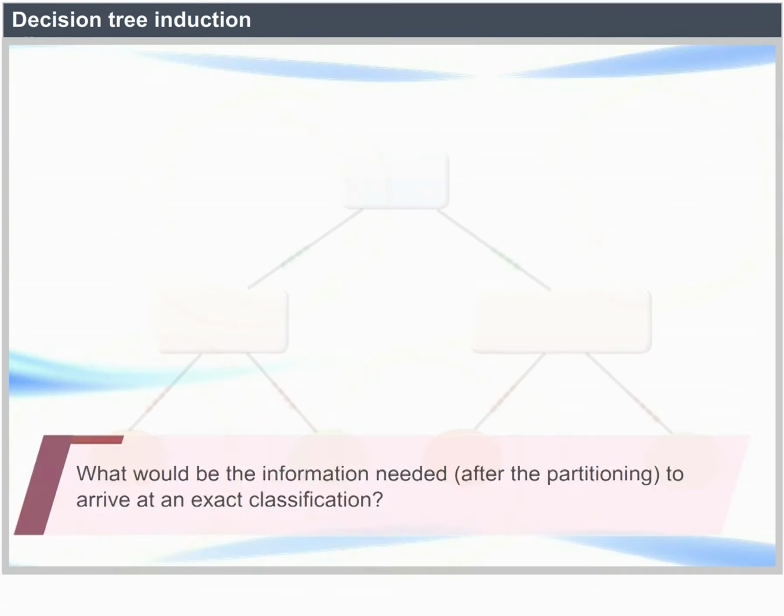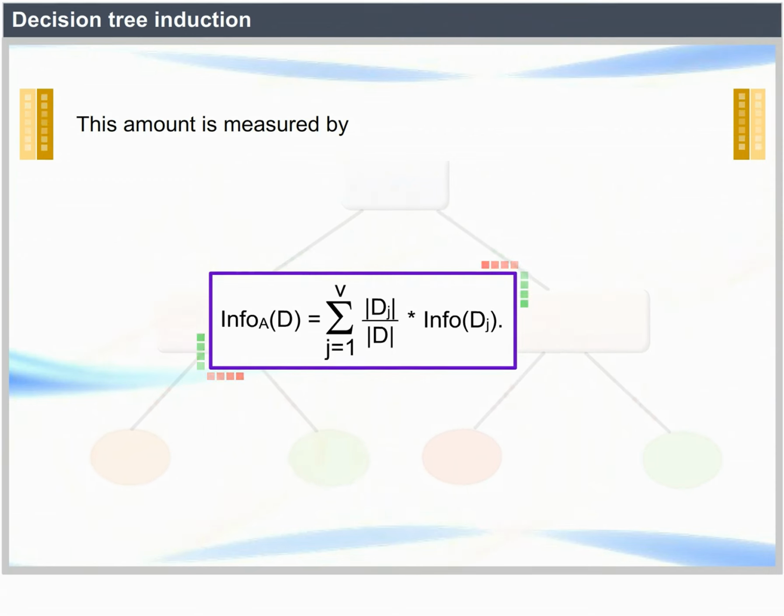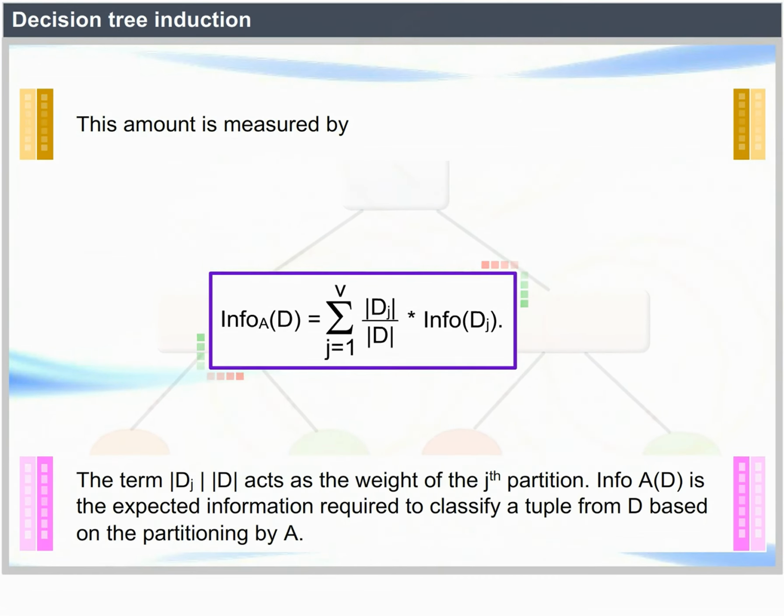How much more information would we still need after the partitioning to arrive at an exact classification? This amount is measured by InfoA(D) equals the summation of j equals 1 to v of |Dj| divided by |D| times Info(Dj). The term |Dj| divided by |D| acts as the weight of the jth partition. InfoA(D) is the expected information required to classify a tuple from D based on the partitioning by A.